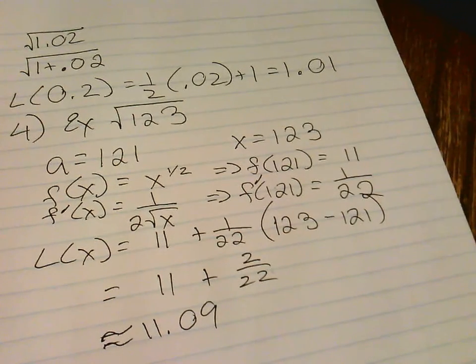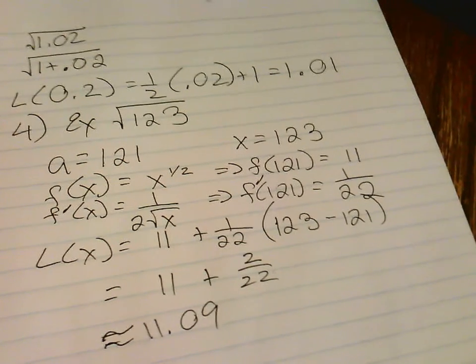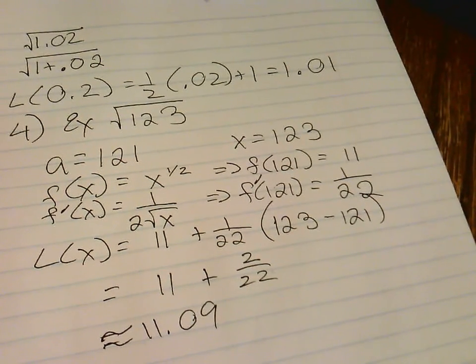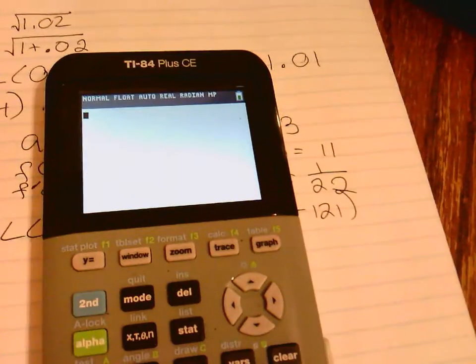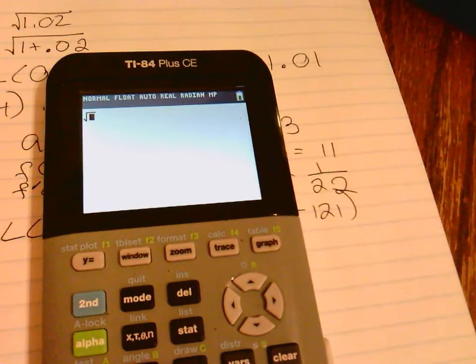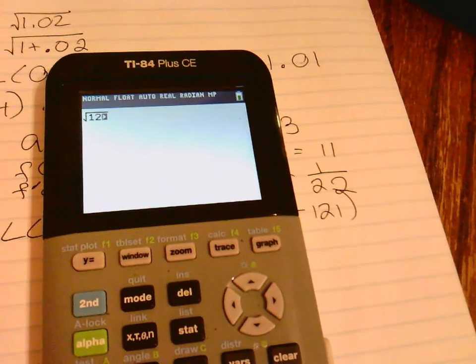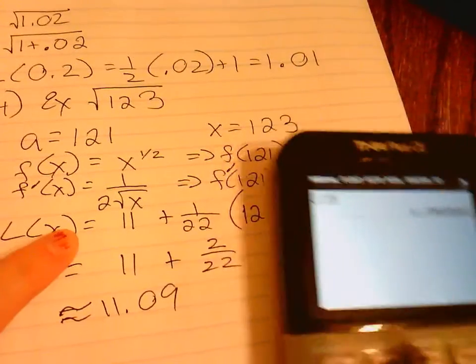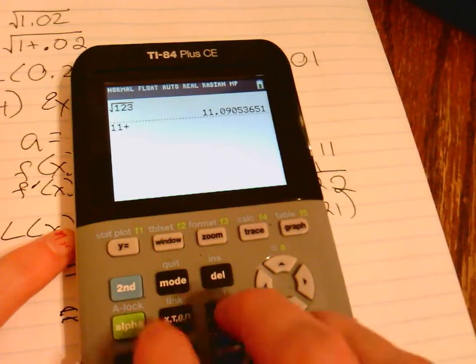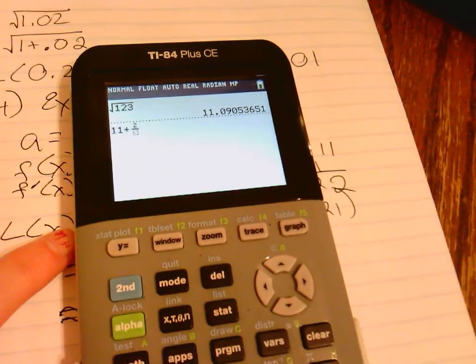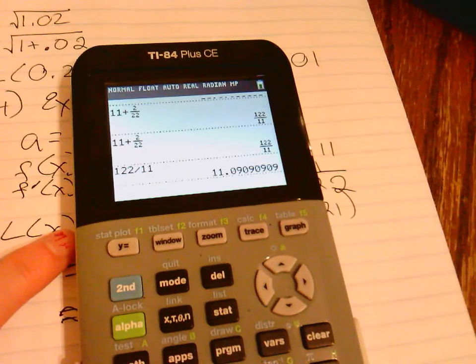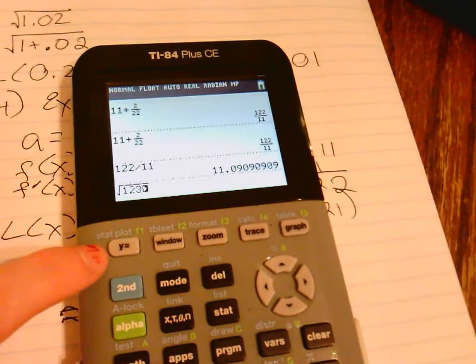Okay, well let's see if that is close. Let's use our calculator to confirm what it is. Okay, so we're going to have the square root of 120 is 11.09. I like that one better than the other one. Well, let's look at what 11 plus 2 over 22 looks like. Okay. And then you got the square root of 123. Okay, pretty close.